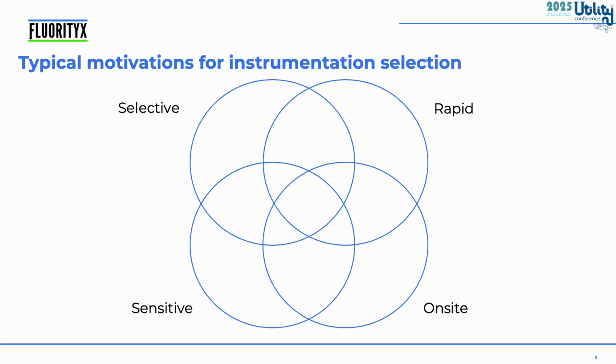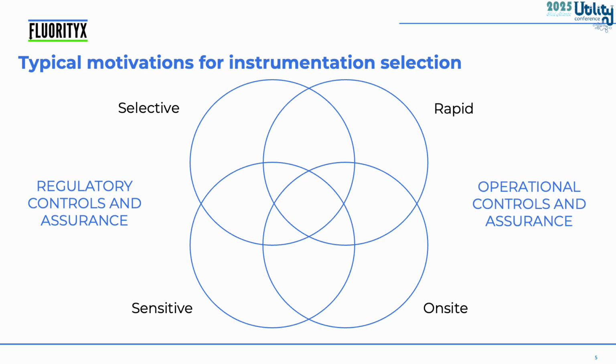With that framework in place, I also wanted to capture the underlying motivations for using the different pieces of equipment. And what I discovered seemed to fit well with regulatory controls and assurance. Those characteristics on the left-hand side, selectivity and sensitivity, seem to align with wanting to have the right measurement, very specific for the exposure or for the reason for the regulation. If you look on the right-hand side of the diagram, rapid and on-site, those support more operational controls.